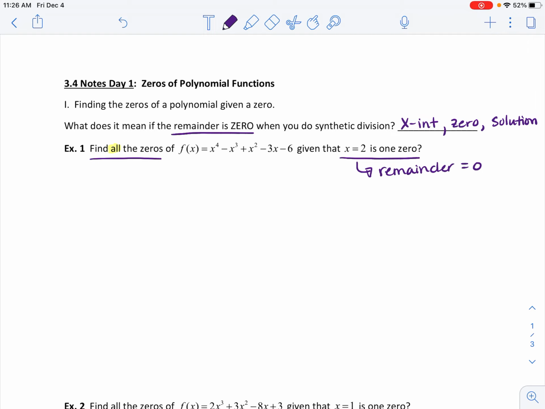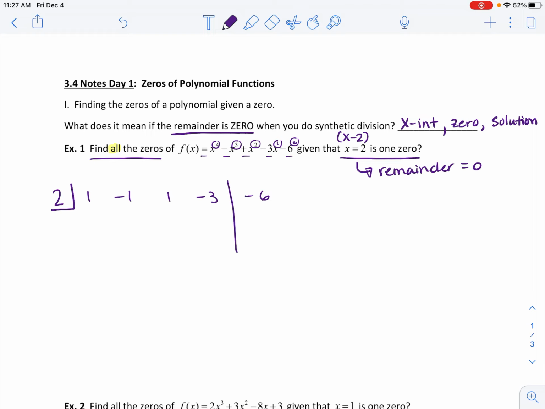So let's go ahead and do that. They're saying that x equals 2 is a 0, so I'm going to plug 2 into my little box. Notice I did not change the sign, because if they gave it to me in the form x minus 2, then I would change the sign. But they already changed it for me. Let's look at all the coefficients. First, double check that you're not skipping anything. I have powers 4, 3, 2, 1, and 0, so I'm all good. My coefficients are 1, -1, 1, -3, and -6, just taking the numbers in front of each term.